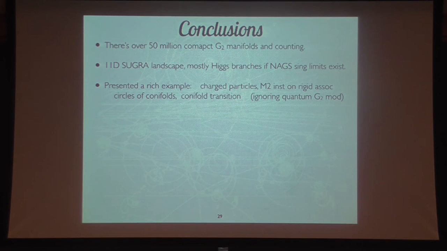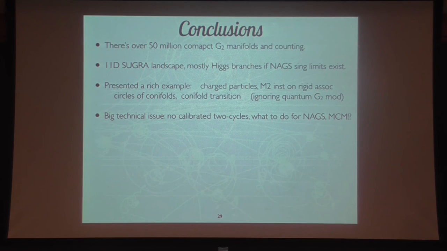So we presented a rich example. The rich example had charged particles and 2 brane instantons on rigid associatives, circles of conifolds, and we even did the circle of conifold transition and the associated U1 Higgsing. We ignored the quantum G2 moduli space, of course.